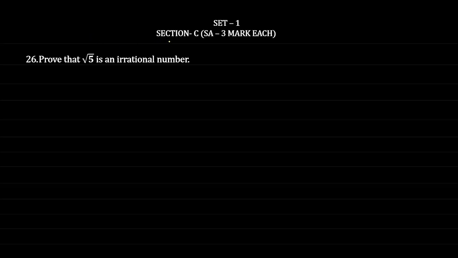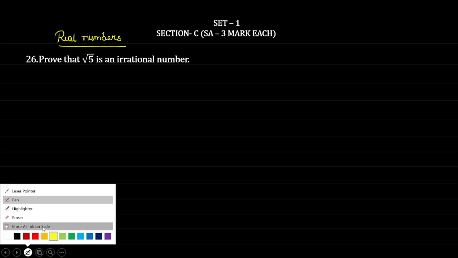So we are solving the CBSE 2026 Maths Standard Paper Set 1 Section C, and here is question number 26 for you all. The question is, prove that root 5 is an irrational number. So this is a standard question from the chapter Real Numbers, right? And every year we expect these type of problems, right? So how do we solve these questions?